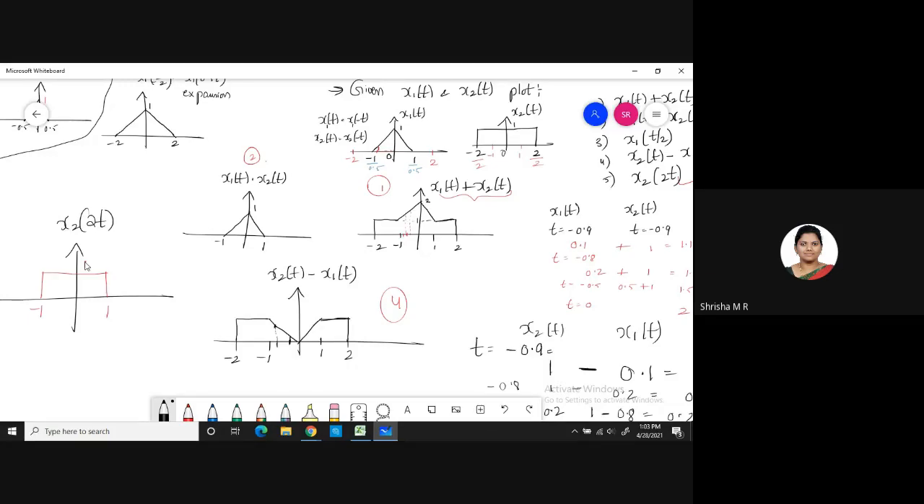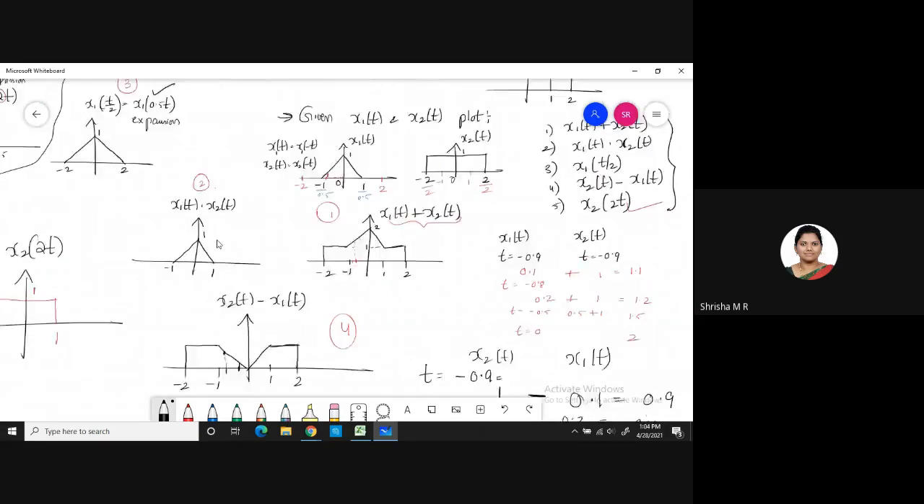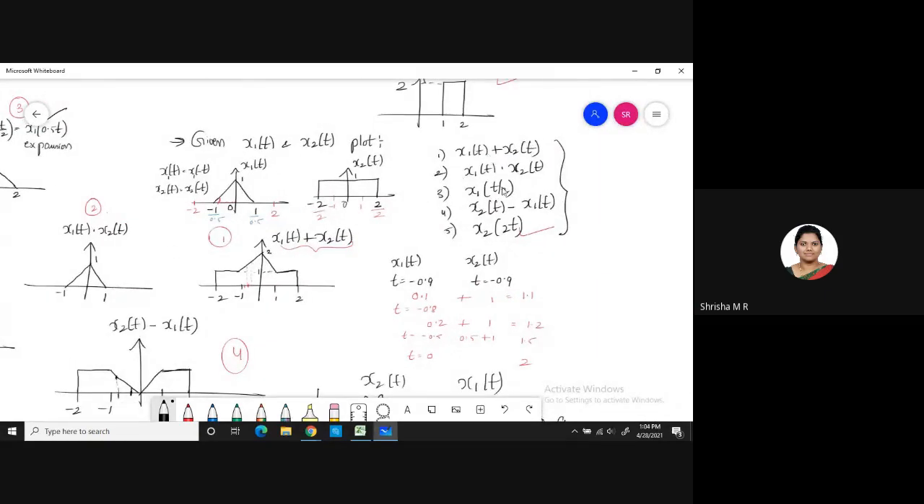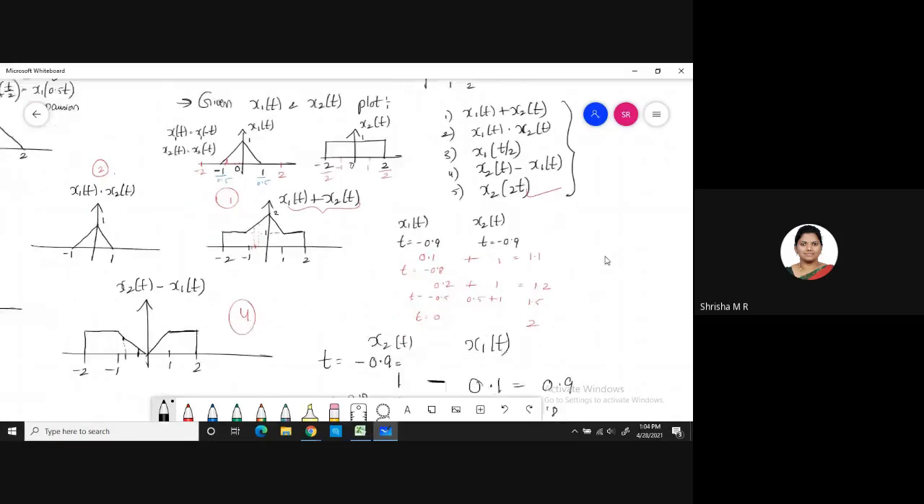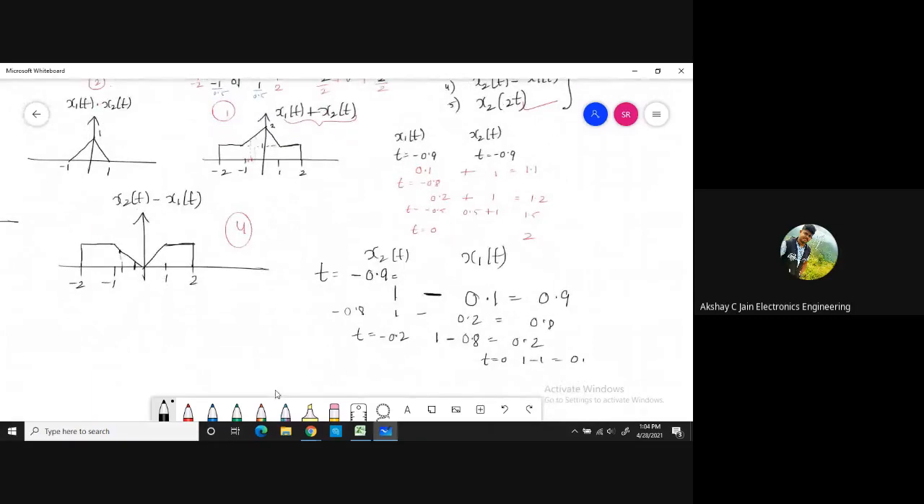Yes or no? Yes, ma'am. So understood, everyone? All operations, did you follow? Addition, multiplication, scaling, subtraction. Followed? Yes, ma'am. Do you have any doubts in any operation?